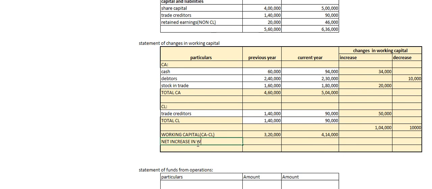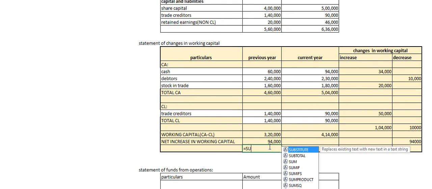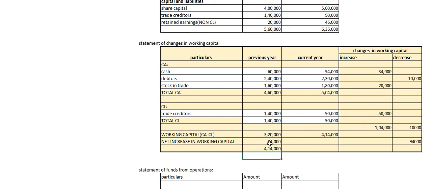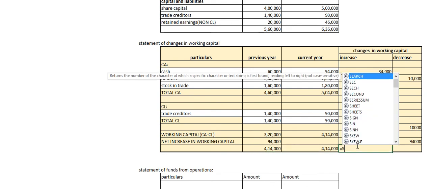So if you see, it is a net increase in working capital because the last year it is 320,000 and the current year it is 414,000. So your net increase in working capital is equal to 414,000 minus 320,000. So 94,000 is your increase. And this increase, which is 94,000, is shown in your decrease column. So your total will be 414,000. Here also it is 414,000.